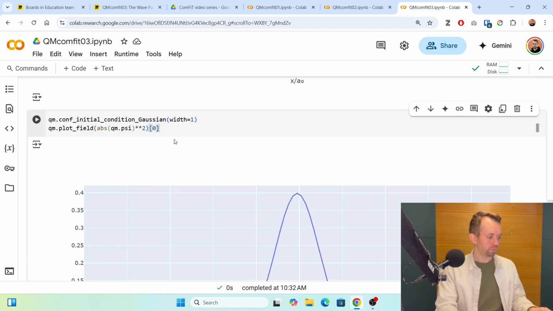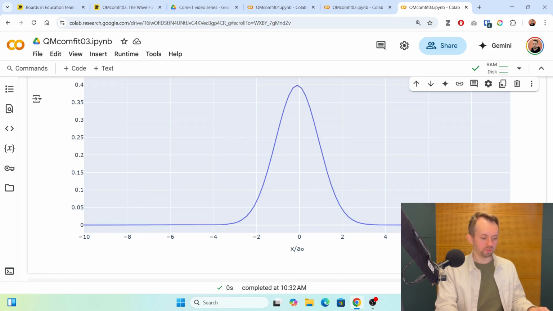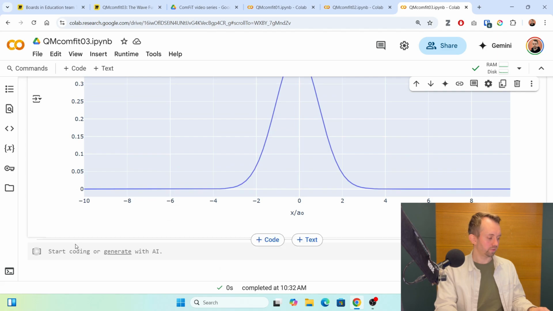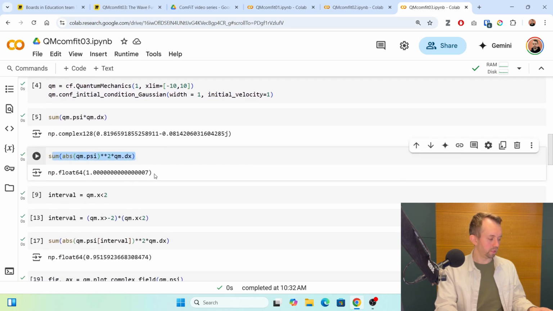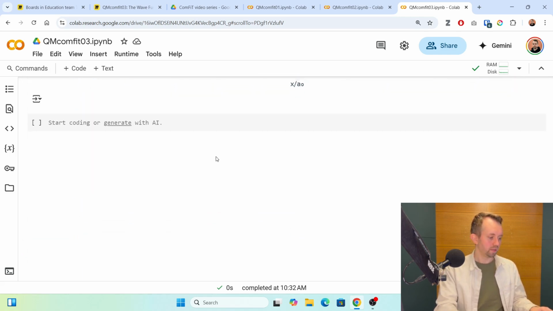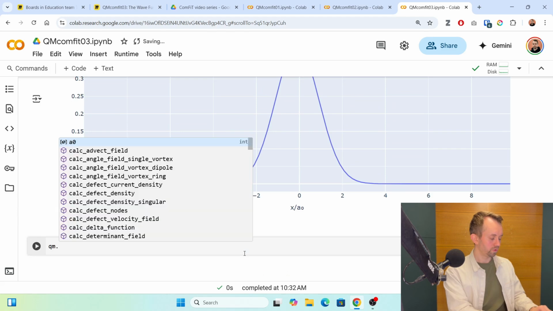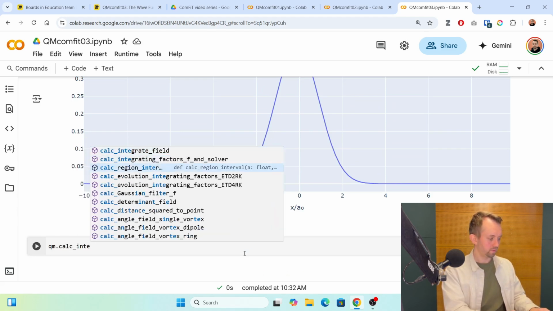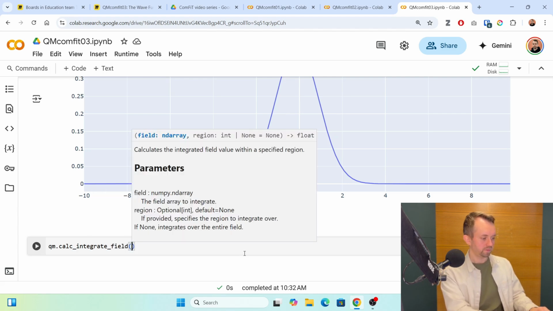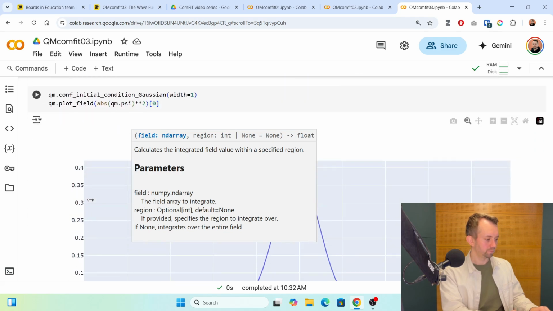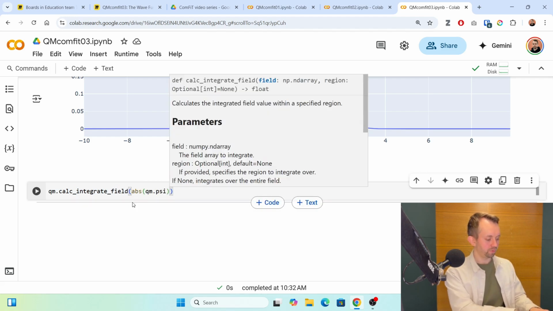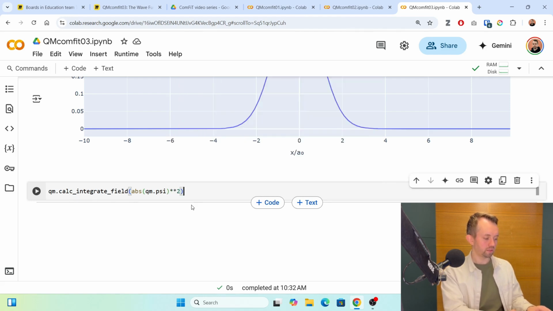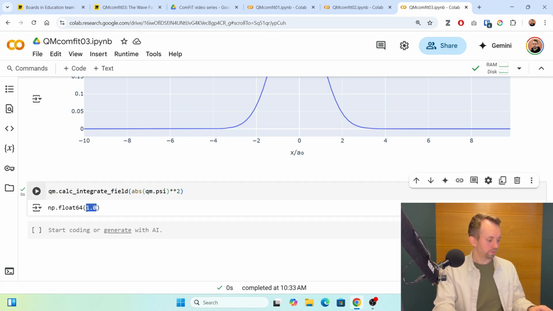Now, as we know, when we integrate this function from -10 to 10, we're supposed to get 1. And let's just verify this. Previously we did this sort of sum thing in order to integrate the wave function. There's actually a function in comfit which does this for you, which is qm.calc integrate field, and that takes the field that you want to integrate. So if I only give abs as an input to this, then it's going to just calculate over the whole of the domain. And as we know, this gave us 1 as we expected.